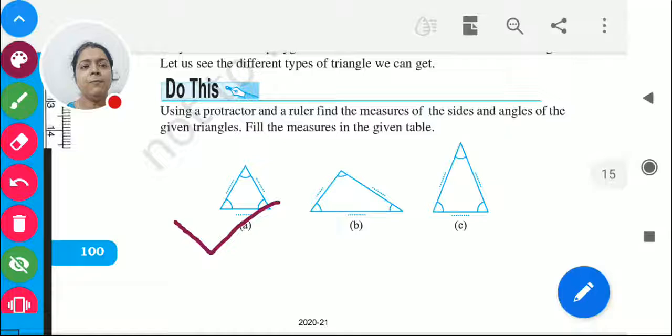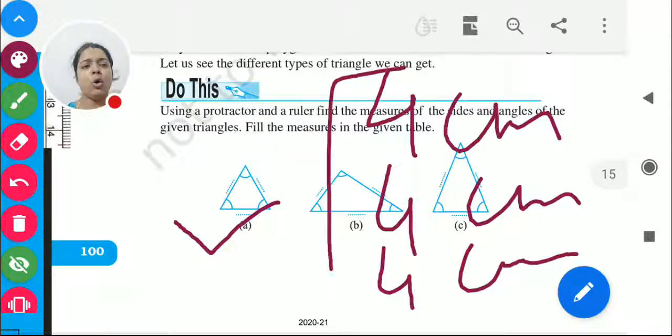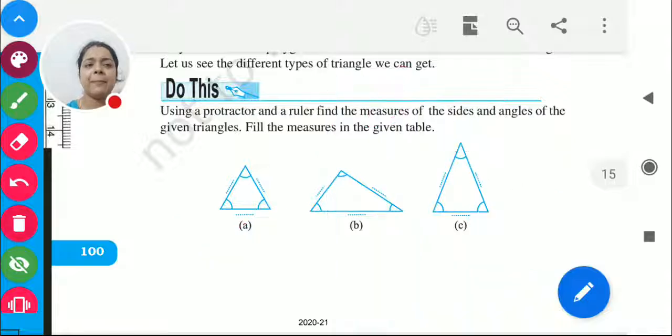For example, one side is 4 centimeter, another side is 4 centimeter, and the third side is also 4 centimeter. So in this case, all the sides have the same length. When all the sides have the same length, it is known as equilateral. From equal, the word becomes equilateral. So when all the sides are of the same length, it is known as an equilateral triangle. Means all the sides are the same.